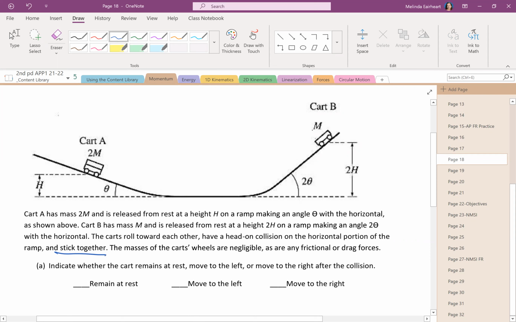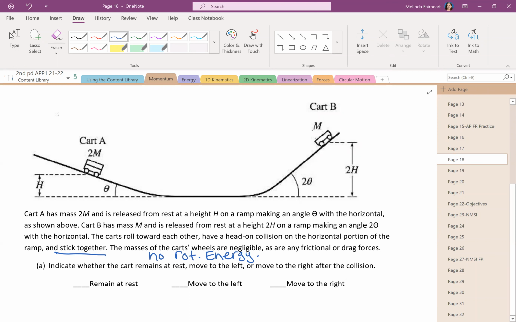The masses of the carts' wheels are negligible. And you're like, why would they tell us that? After spring break, when we look at rotation, it matters about the wheels, okay? Because they take some energy to rotate. Here we neglect it, and so there's no rotational energy. I'm just going to tell you that's why. We haven't learned it yet. So after spring break. And so are any frictional or drag forces. So no friction, no drag due to air.